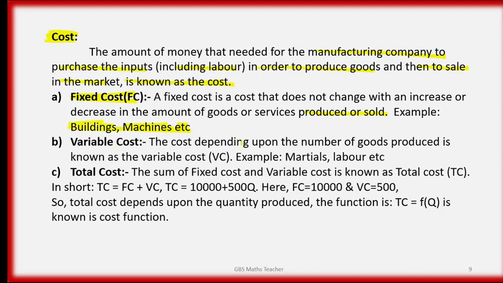Then variable cost, the cost depending upon the number of goods produced is known as a variable cost. For example, material, labor. यो manufacturing company को रूपमा हेर्यौं भने that's the materials.